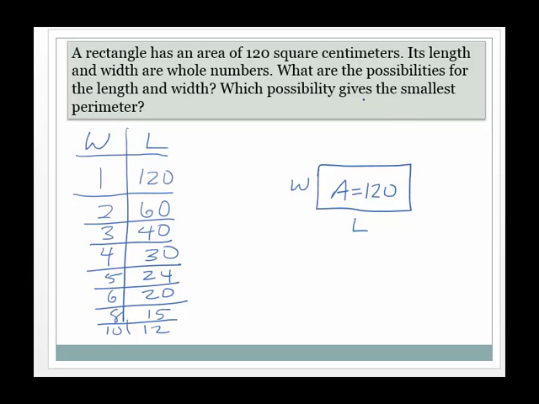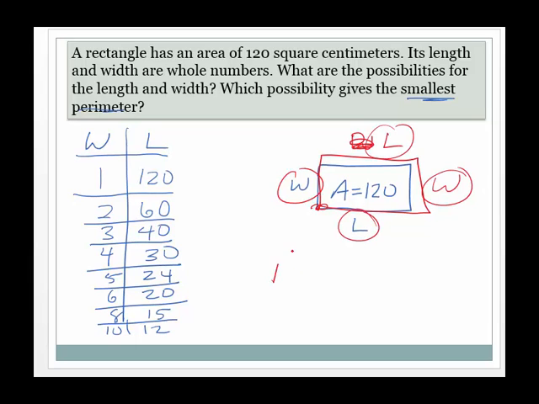Now we have to find out which possibility gives the smallest perimeter. Perimeter is the distance all the way around this rectangle, from here to here to here to here. I bet you agree that means adding up these 2 widths and these 2 lengths. So you might remember the formula: the perimeter of a rectangle is 2 times the length plus 2 times the width. What you do is plug all these numbers in there, and if I started up here, 2 times 120 plus 2 times 1 gives me 242.